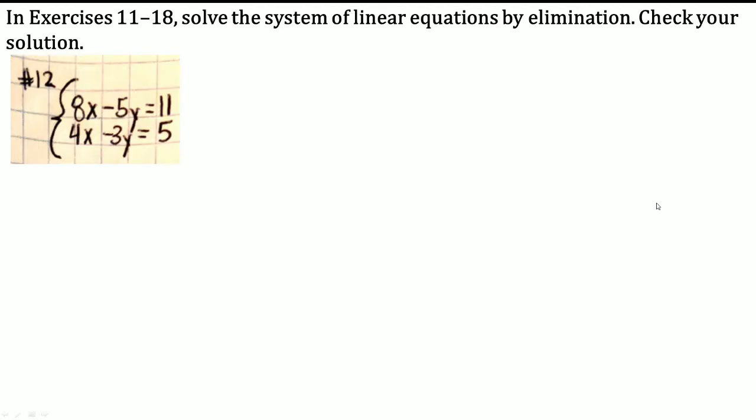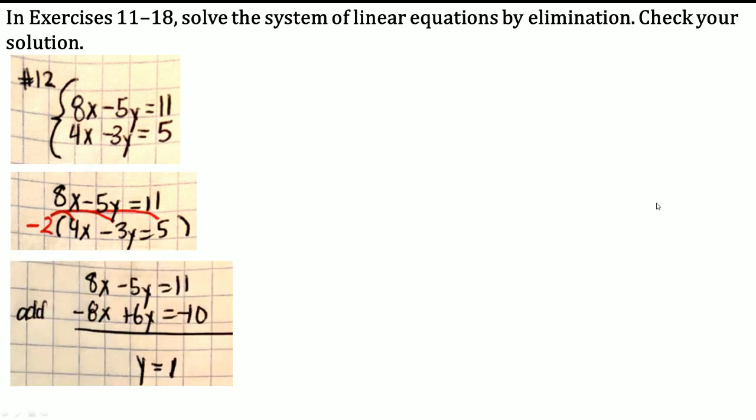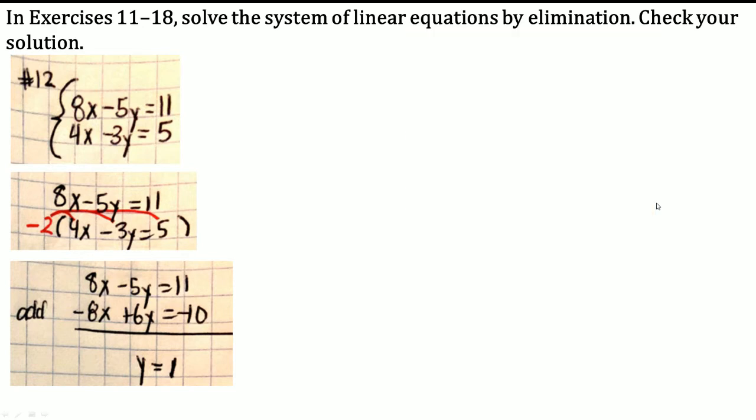Number 12, here's your system: 8x minus 5y equals 11, and 4x minus 3y equals 5. I multiply the bottom by negative 2. On top remains unchanged, 8x minus 5y equals 11. The bottom one is negative 8x plus 6y equals negative 10. Notice that now I can eliminate because 8x and negative 8x are right there. They cancel out. Negative 5y plus 6y becomes y. 11 plus negative 10 becomes 1.